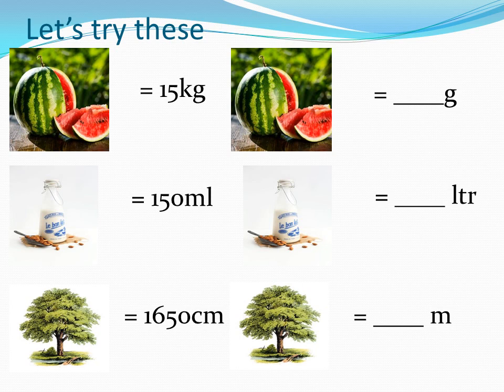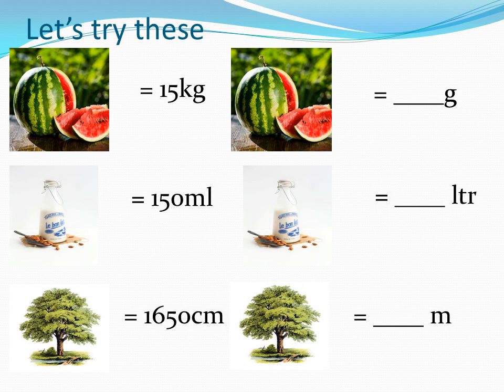And finally, the tree. The tree is 1,650 centimeters. This now is length. Okay, now how do we convert it to meters? We're converting from a smaller unit to a bigger unit. Centimeter is smaller than meter, so we're converting to a bigger unit. And then remember the conversion chart. It says 100 centimeters make 1 meter. Therefore, we will divide 1,650 centimeters by 100 centimeters, which makes a meter.